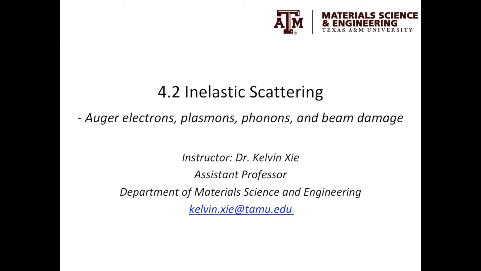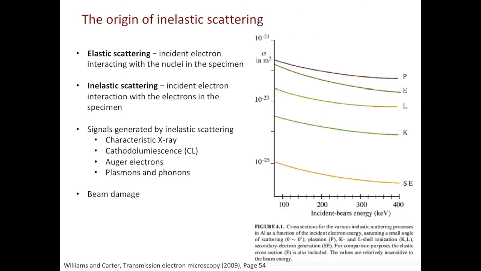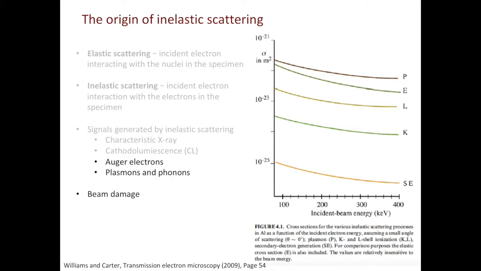Welcome back. In this video, we'll continue discussing the inelastic scattering inside TEM. In the previous videos, you have learned that scattering can be elastic or inelastic. When the scattering is inelastic, you can generate information such as characteristic X-ray and cathodoluminescence. In this video, we'll look at other signals such as Auger electrons, plasmons, and phonons as a result from inelastic scattering. We'll also extend our knowledge to beam damage in TEM.